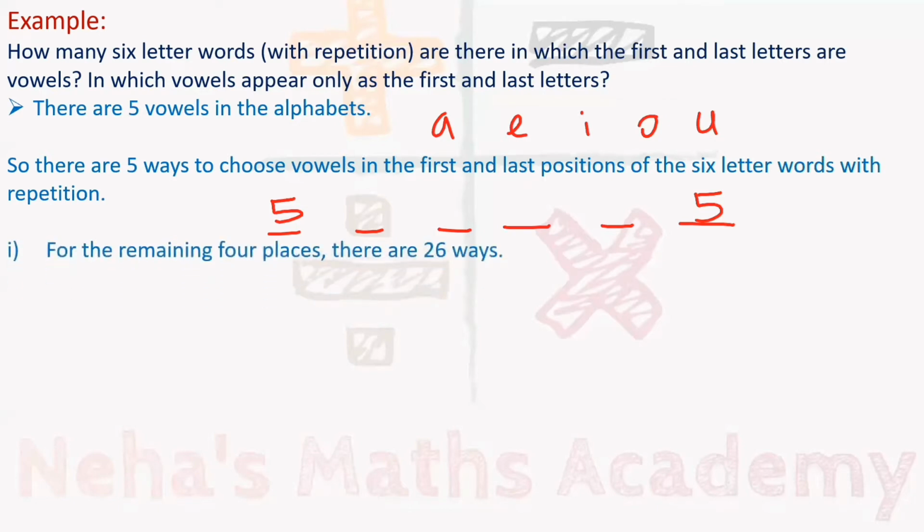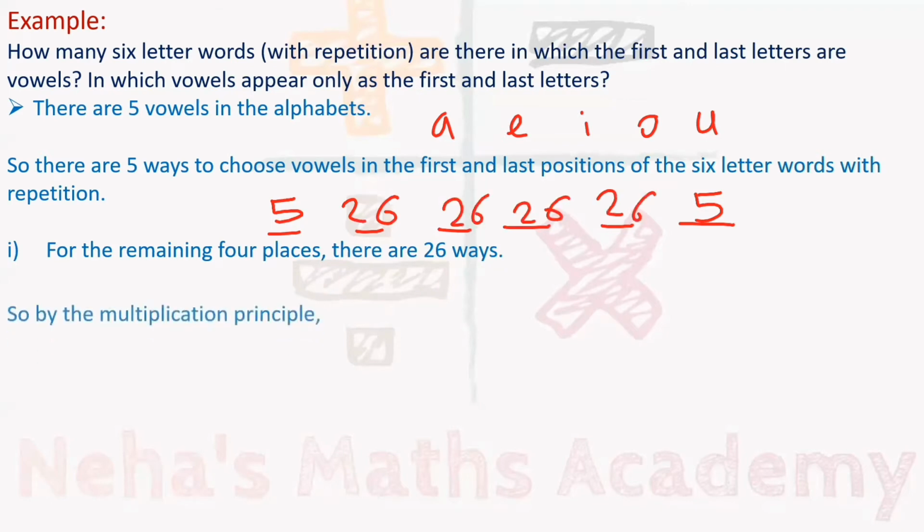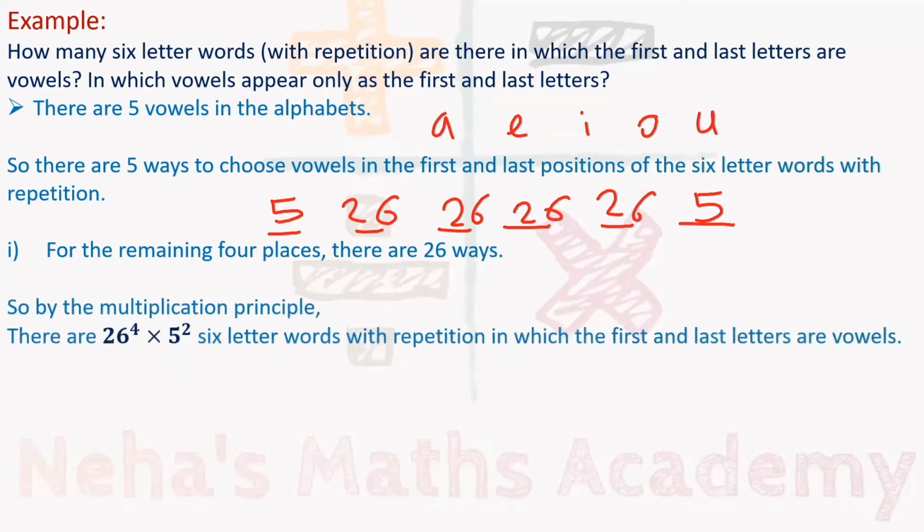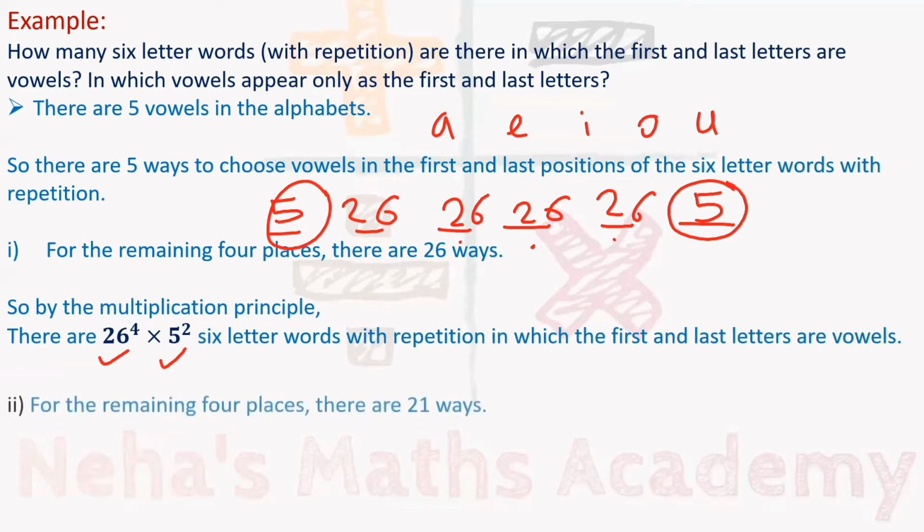Now for the remaining 4 places, there are 26 ways because repetition is allowed in the first case. So if repetition is allowed, for each of these 4 places, we have 26 choices. So by the multiplication principle, there will be 5 square and 26 into 26 into 26 into 26. So 26 raised to 4 into 5 square, 6-letter words with repetition in which the first and last letters are vowels.